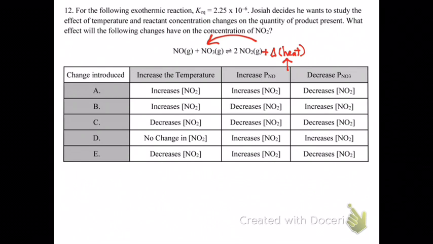Well, the NO2 concentration would go down. Okay, so I'm just going to mark this in here next to the box where it says increase the temperature. I'm going to write it down. Okay, now let's do the other ones.